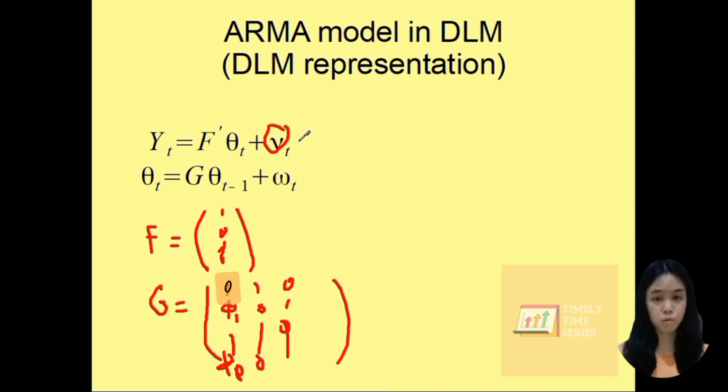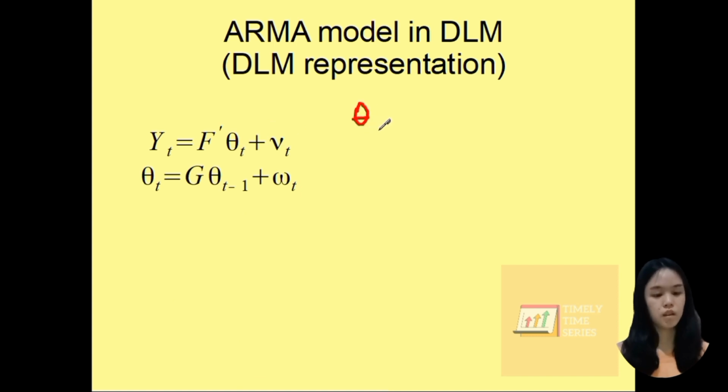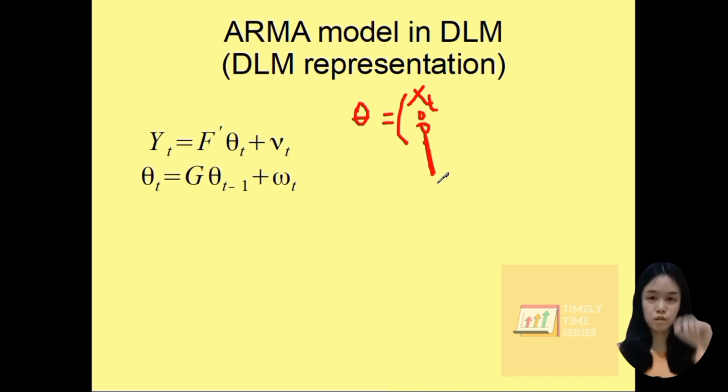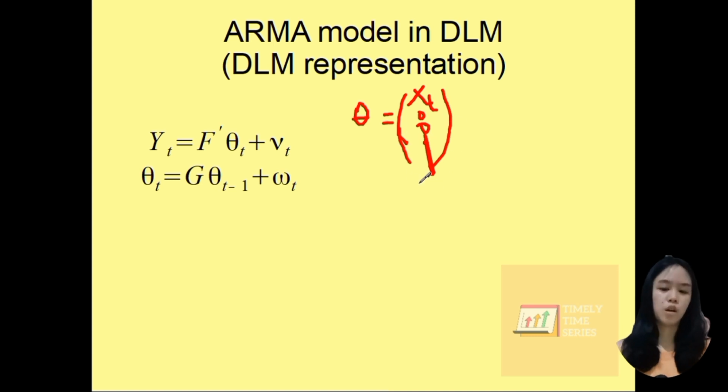Nu t is still assumed to be normally distributed with mean 0 and variance v, and v is still a number. Now the state vector is also a vector of length, oh sorry, not length 3, but length n. And the first element is the current observation of x, so xt, and then for the rest of the elements, this vertical line here is saying that it keeps going 0, okay? So the only non-zero element is the first element.